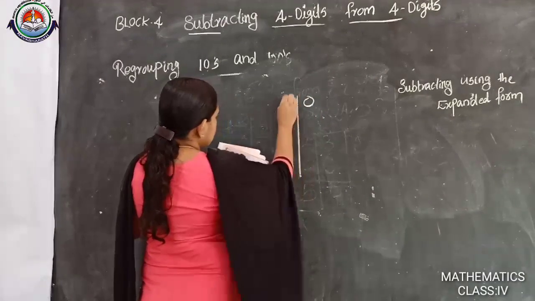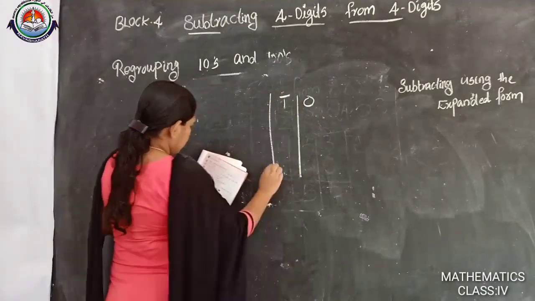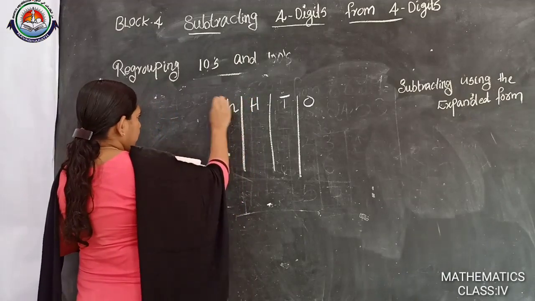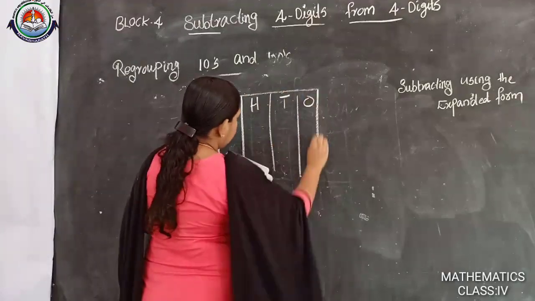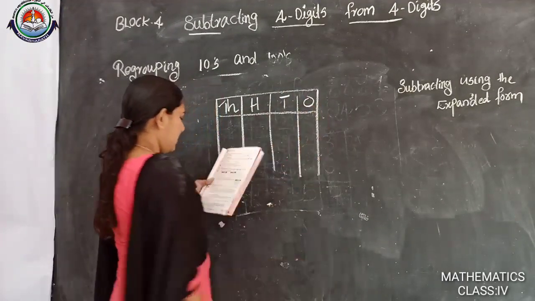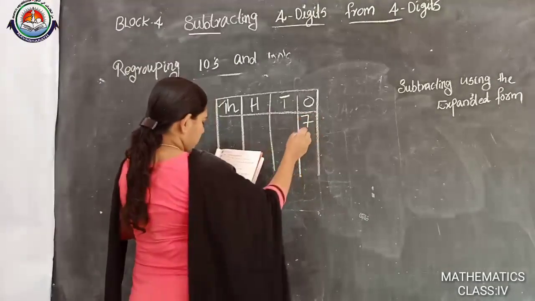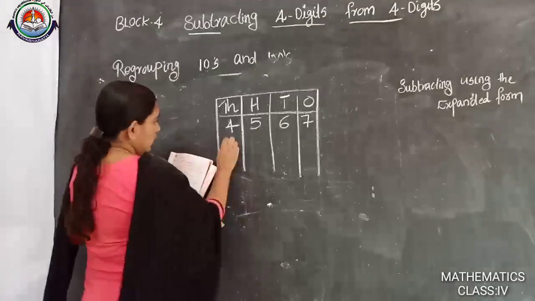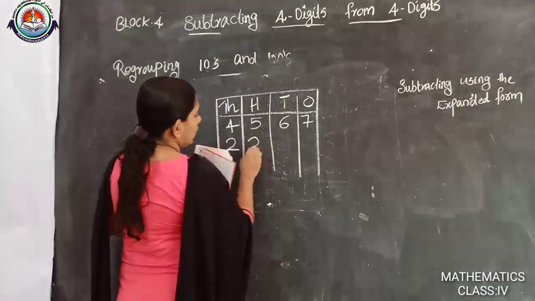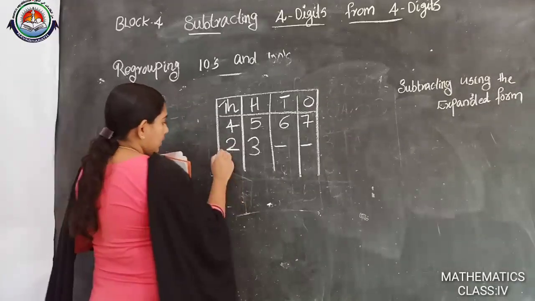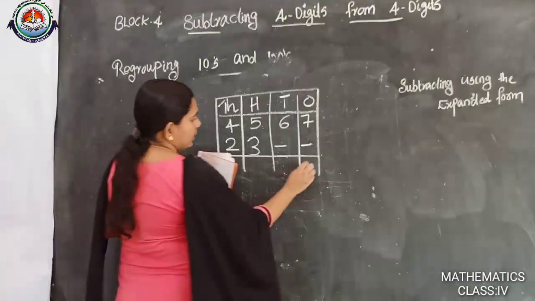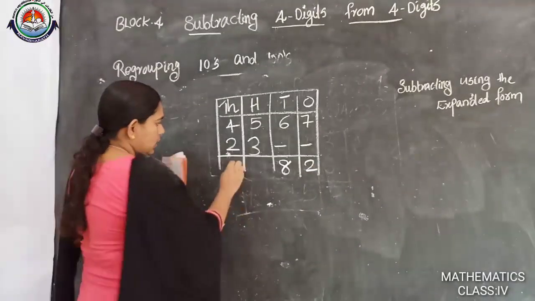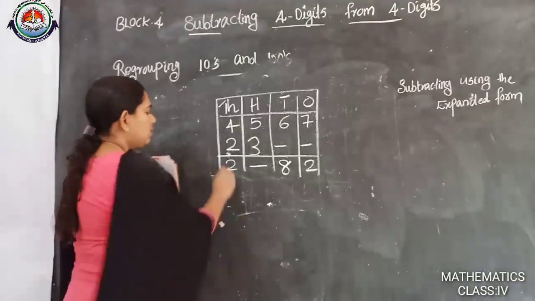Ones, tens, hundreds, thousands. Here 7, here 6, 5, 4, here 2, 3, 2. Now digits are missing. Answers here 2, 8, 2. Here 1 digit is missing.